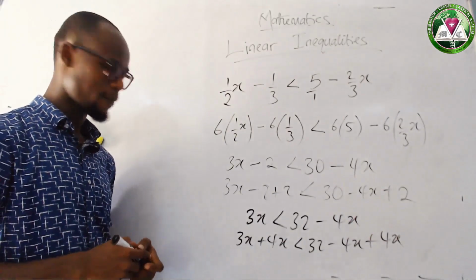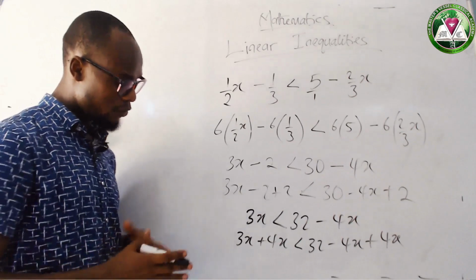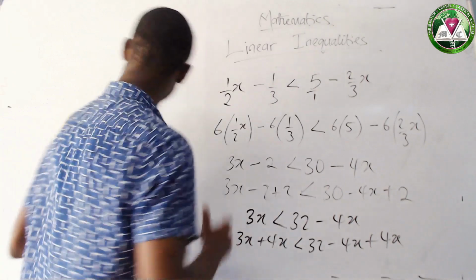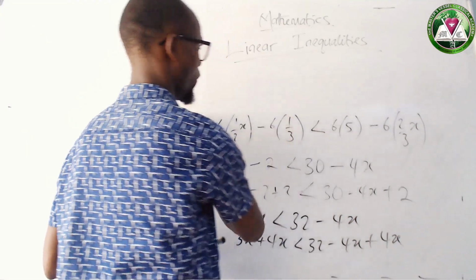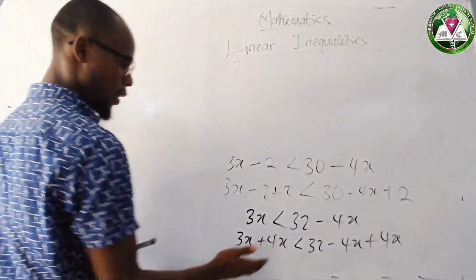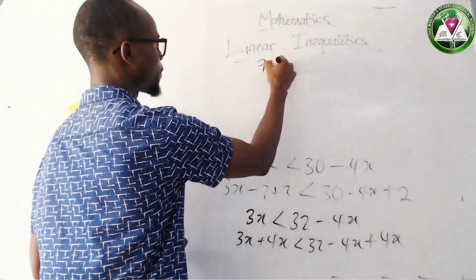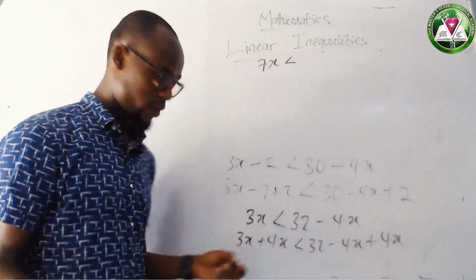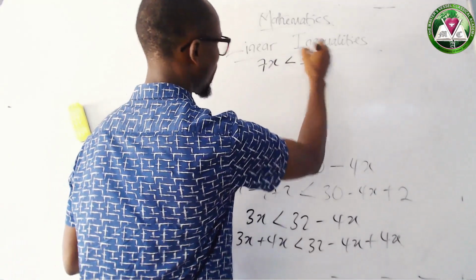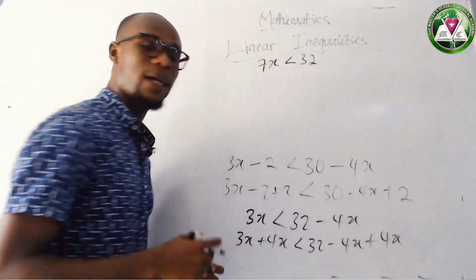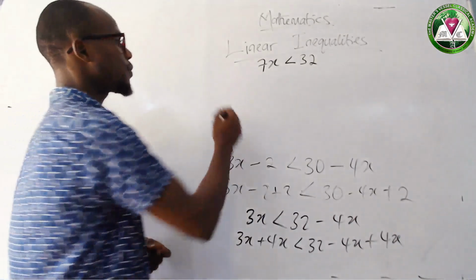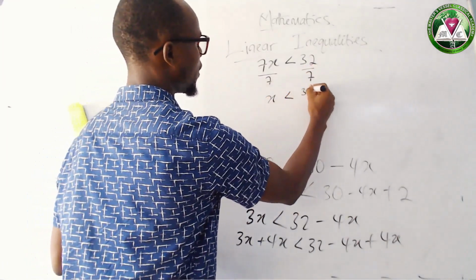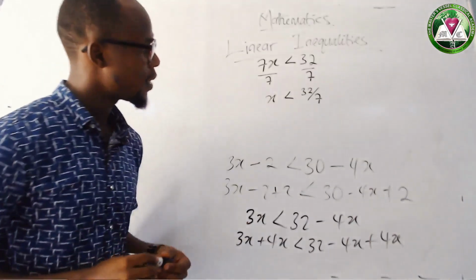So now at this point, we can see that we are now having what we want. So 3x plus 4x now gives 7x, which is less than, now minus 4x plus 4x goes to 0. What we're left with is 32. And then we can now get the value of x by dividing both sides by 7. So dividing both sides by 7, we have x to be less than 32 all over 7.